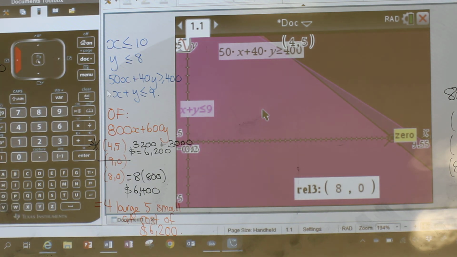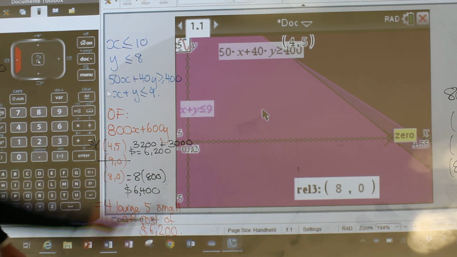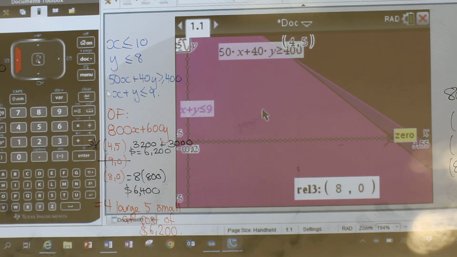So you need to find your intersections. Once you've found your constraints, graph them obviously, find your intersections. Your intersections become your possible solutions. Those solutions then get put into your objective function to find your equation.